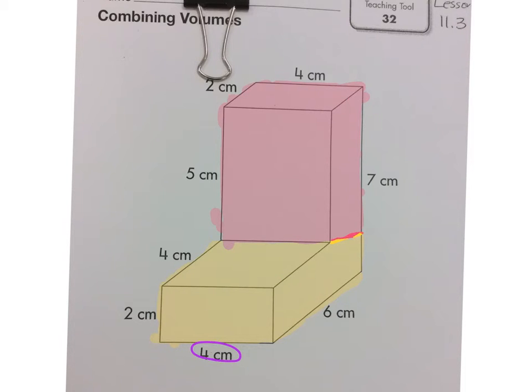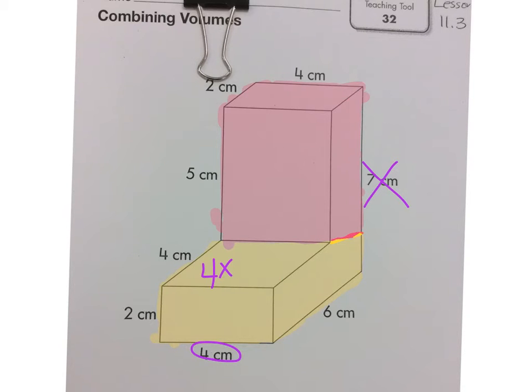4 centimeters. Very good. So I'm going to say 4 times. All right. Before we go any further, let's go right here to the 7 centimeters and mark it out. The reason we mark out that 7 centimeters is when we divide that number, when we divide that box in half, neither one of those boxes are 7 centimeters anymore.